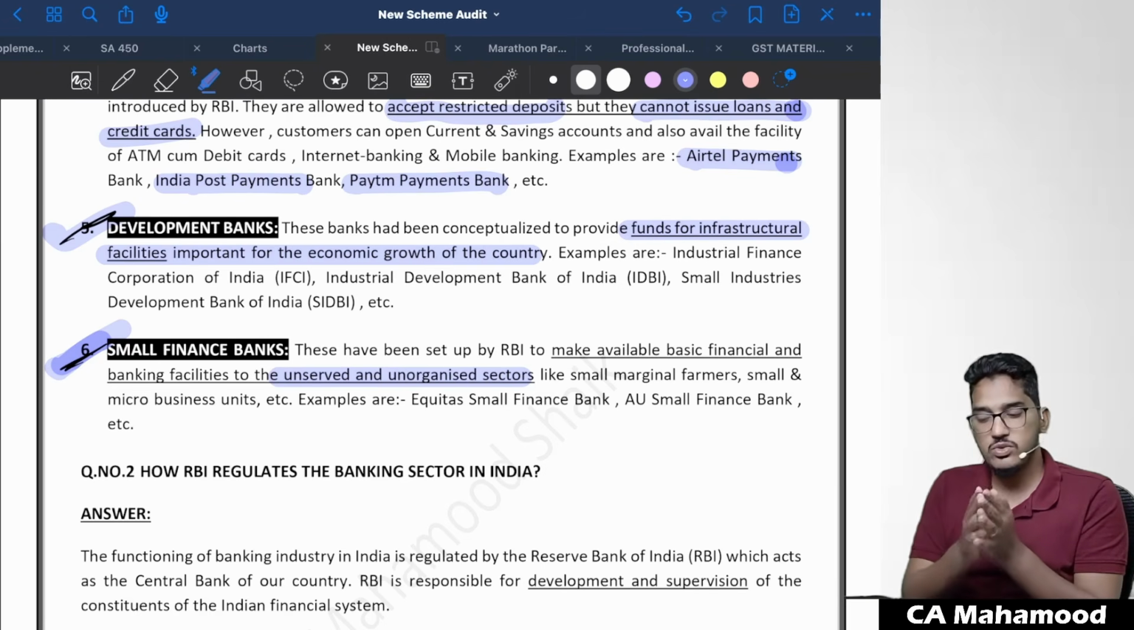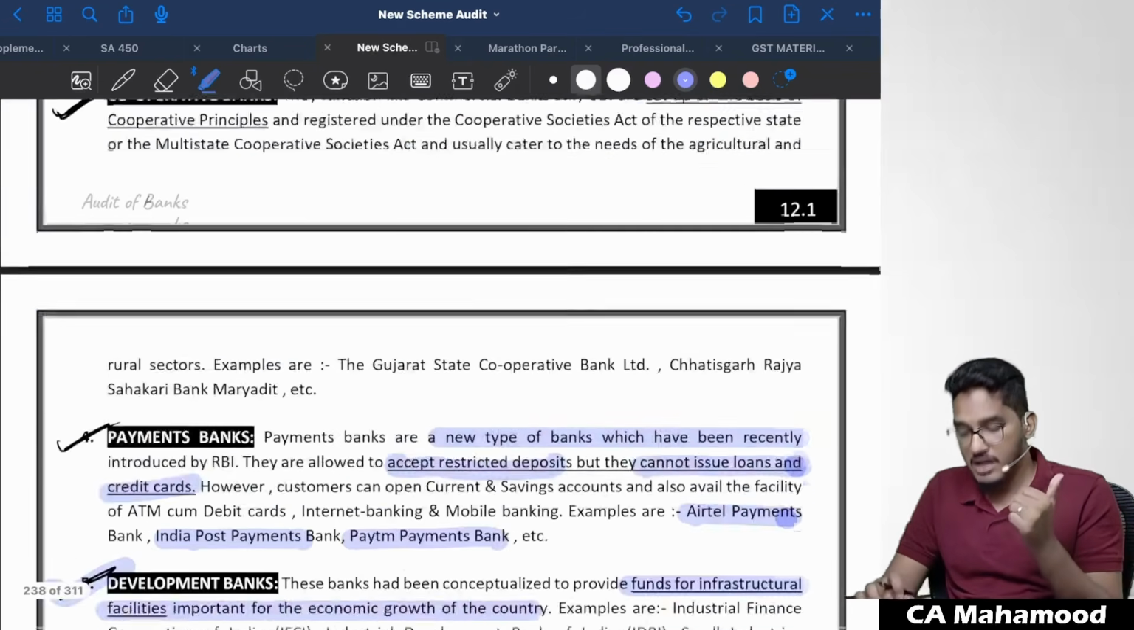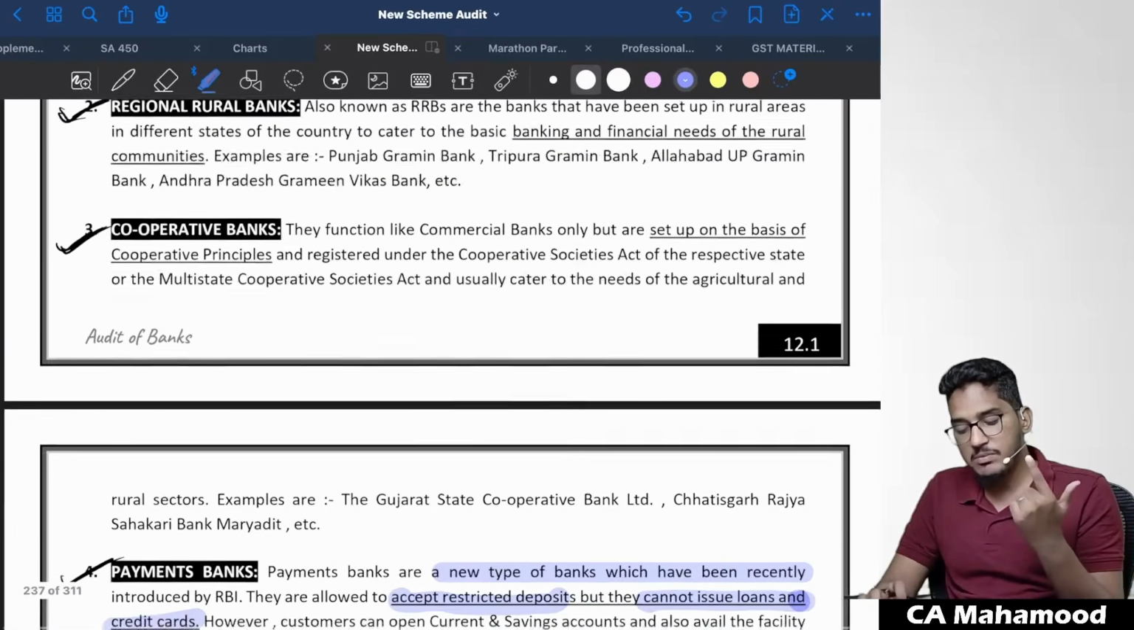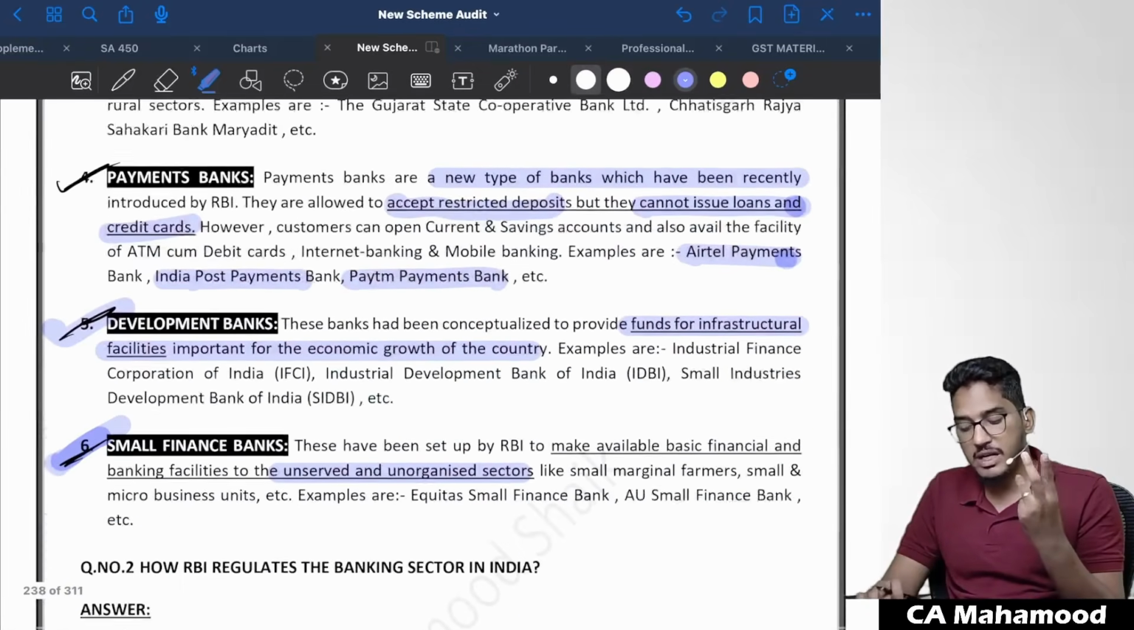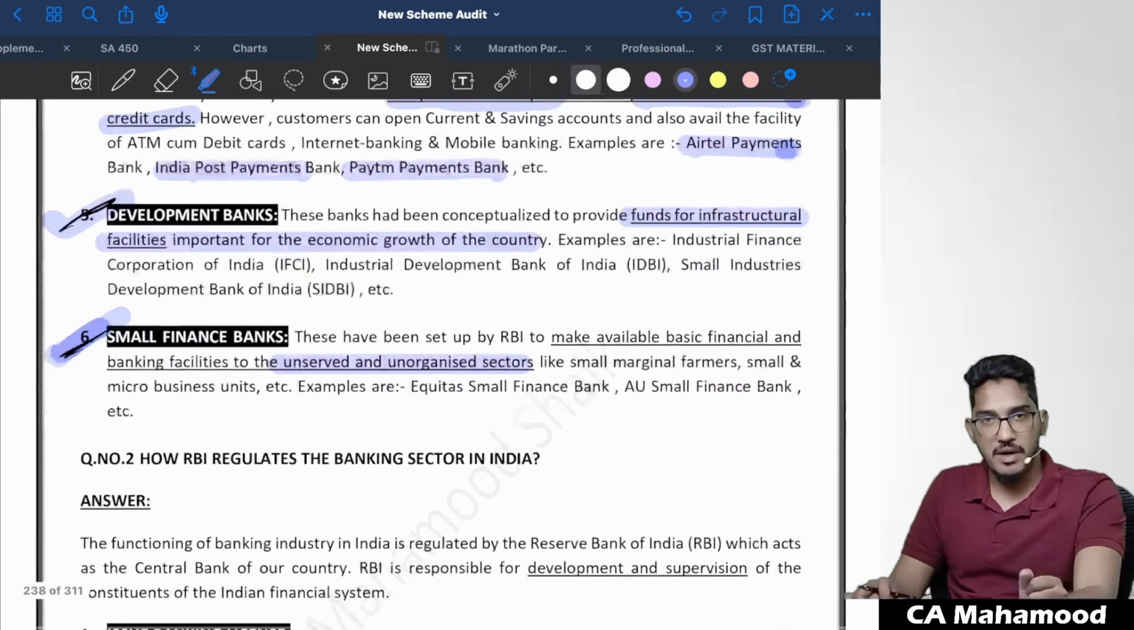So like this, on the basis of the operations the banks are doing, we can divide the banks into a total of 6 categories. Number 1, commercial banks. Number 2, RRBs. Number 3, cooperative banks. Number 4, payments banks. Number 5, development banks. And number 6, small finance banks.